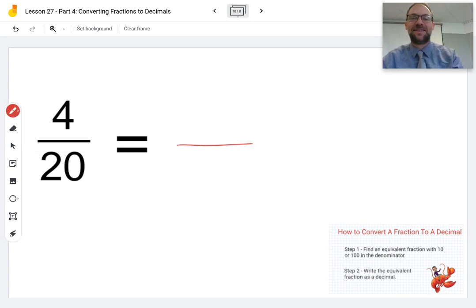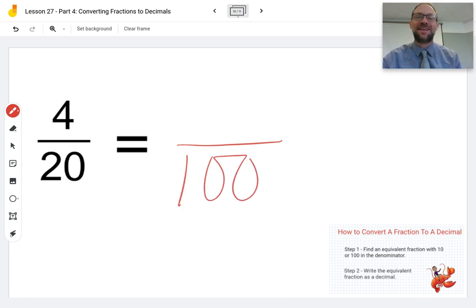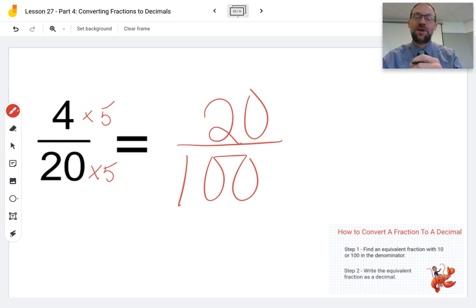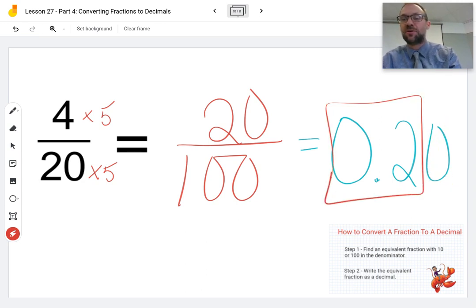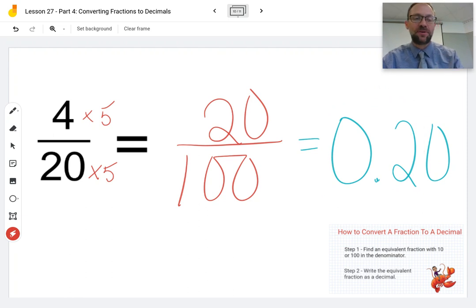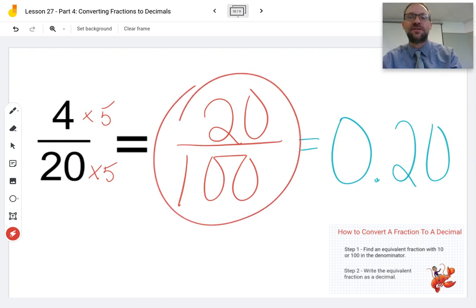All right. Our base 10 denominator is going to be 100 because we're going to multiply 20 times 5 to get 100, which means we also have to multiply 4 times 5 to get 20. We end up with 20 hundredths, which as a decimal looks like 0 and 20 hundredths. And again, you don't need to write the 0 in the hundredths place. 2 tenths is equivalent. It's the same decimal. However, writing the 20 hundredths lets us know and reminds us that we had 20 hundredths to start.